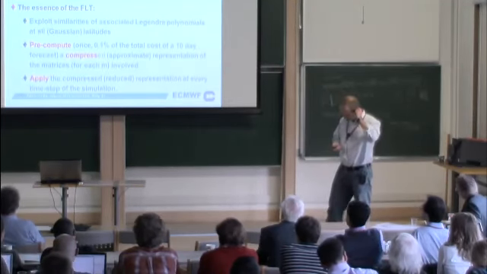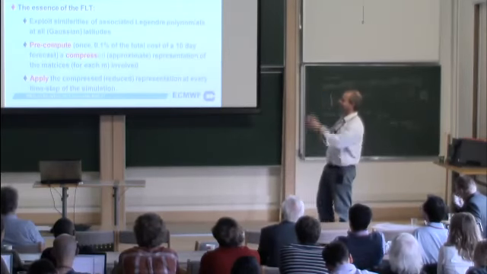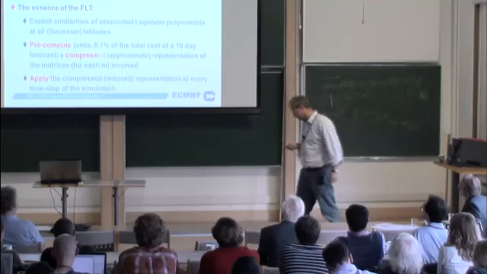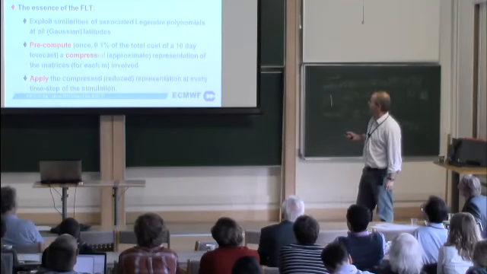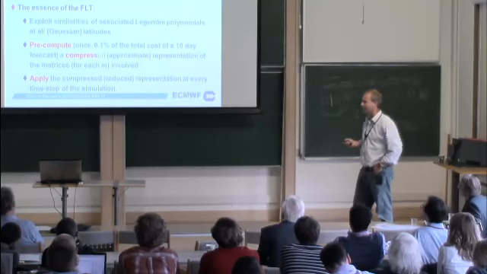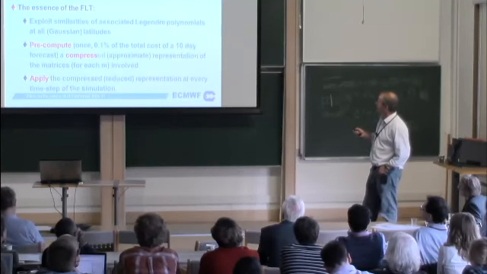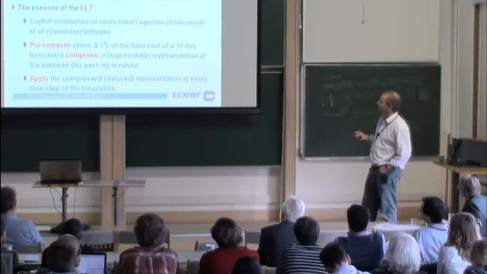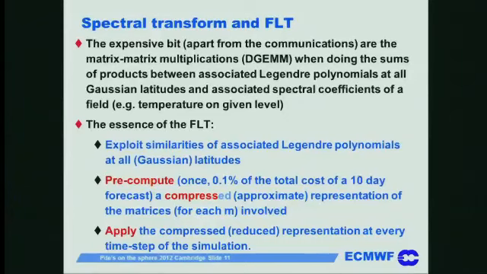So how was it possible that we could run these very high resolutions? Now these were the beauty results, and now we do a little bit of techniques and math. The expensive bits in a spectral transform model are, apart from the communications, to which I will come later, the matrix-matrix multiplications when doing the sums of products between associated Legendre polynomials at all the Gaussian latitudes and associated spectral coefficients of a field, a temperature at a given level.